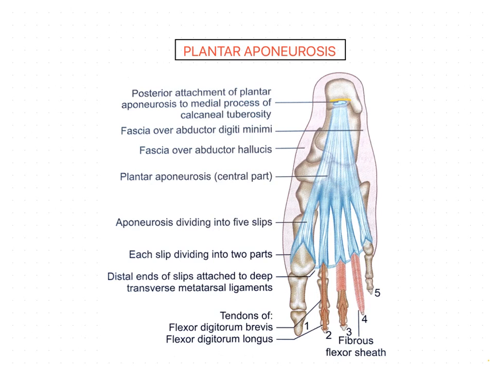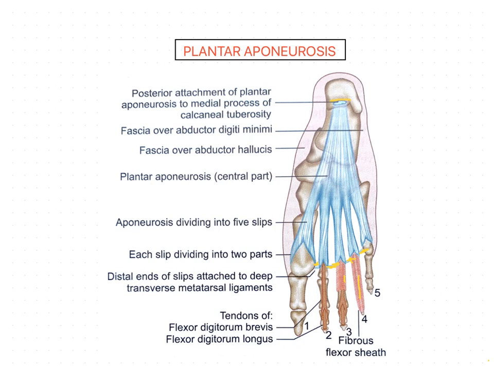And the next one is the deep transverse metatarsal ligaments, and the fibrous flexor sheaths, which are also homologous with the fibrous flexor sheaths which surround the flexor tendons in the fingers. Okay, now what we are going to discuss here is the plantar aponeurosis.